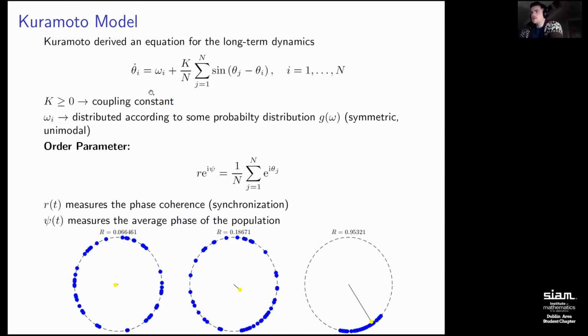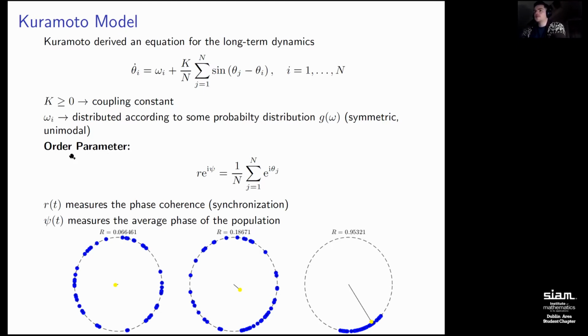He was able to come up with a formula, which is given here. This is the Kuramoto model. Again, it's a similar model to Winfrey's, but you have a sinusoidal coupling. This coupling is controlled by the parameter K, the coupling constant, which tunes the strength of the coupling between the oscillators. He also assumed that there was an initial distribution on the individual frequencies of the oscillators. His assumption was that this distribution, whatever it is, needs to be symmetric and unimodal.